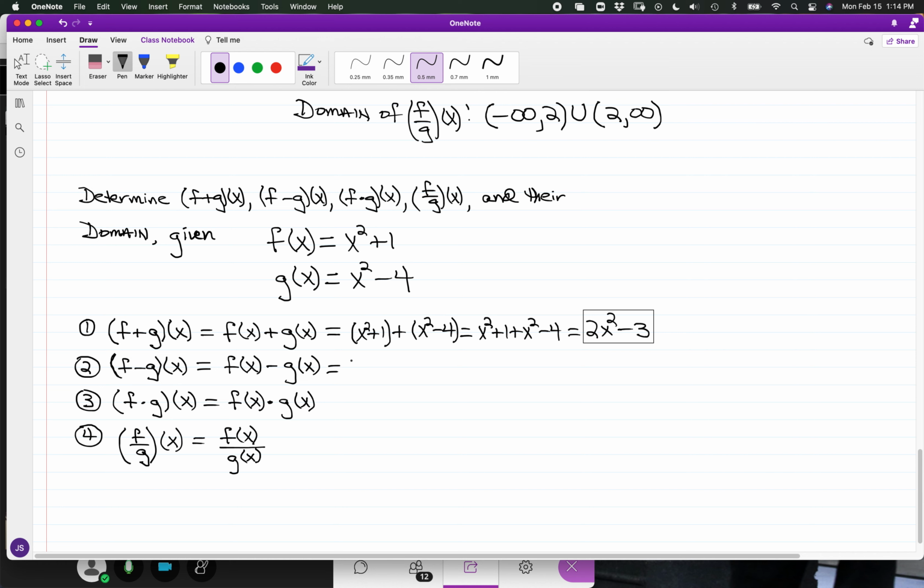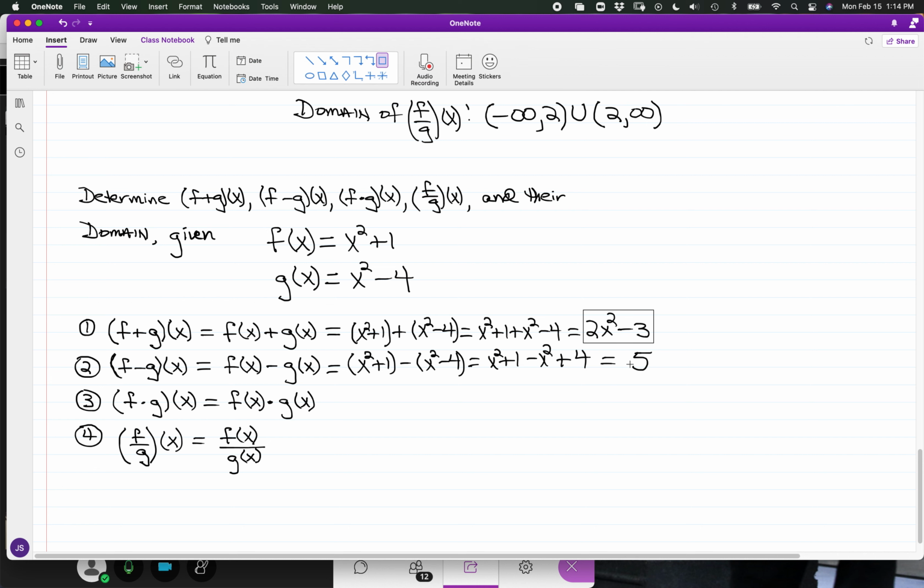So we have f of x minus g of x, so we have x squared plus 1, and we have minus all of x squared minus 4. Taking out the parentheses, we have x squared plus 1 minus x squared plus 4, and guess what, this time around the x squared terms cancel out, and we have 1 plus 4, which is going to be 5. So the result can end up as a constant with no variable term present. Again, for the difference of these functions, it comes out to 5.